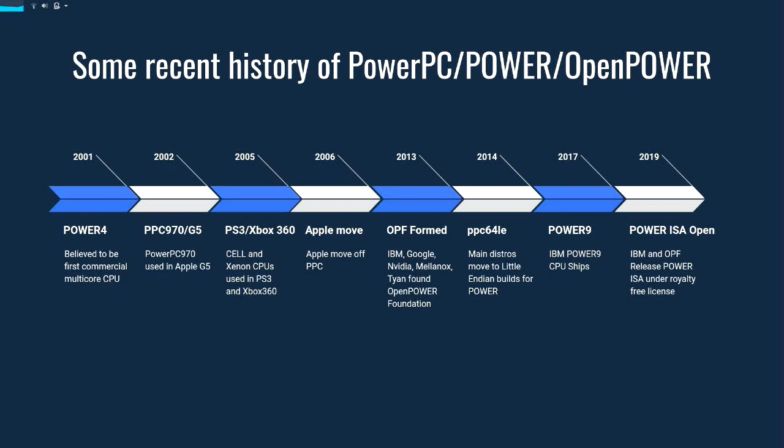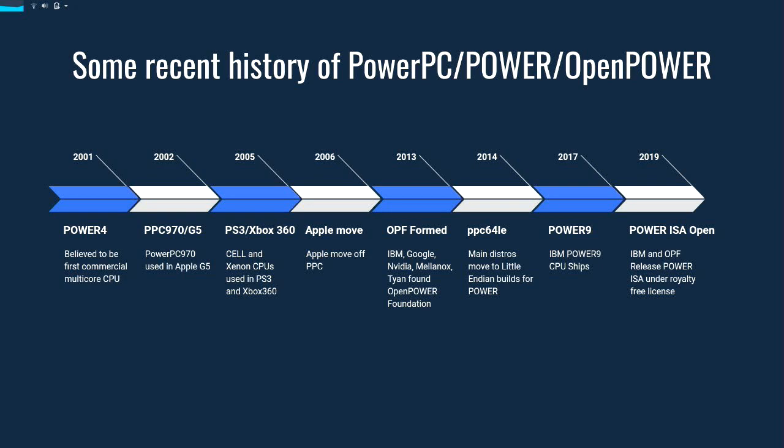The OpenPOWER Foundation was formed in 2013. 2014 was the point where the standard PowerPC 64 distribution moved from being big endian to little endian. Prior to that point, most of the commercial distros had been big endian based. The decision was taken then to shift to little endian to ease interoperability, and I guess, frankly, to make it easier for bad code to work somewhat more reliably for people who weren't able to deal with different endianness in their systems.